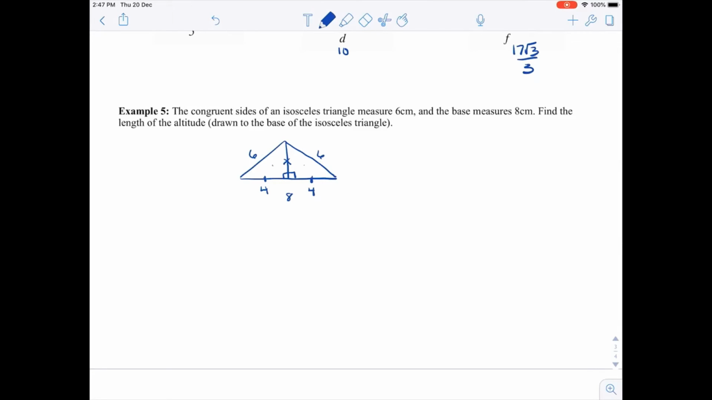All right, and now I'm just going to use the Pythagorean theorem to find the length of the altitude, and that's a leg. So I have x squared plus 4 squared equals 6 squared. And so I get x squared equals 20, square root both sides, and x is radical 20, which can be simplified to 2 radical 5.